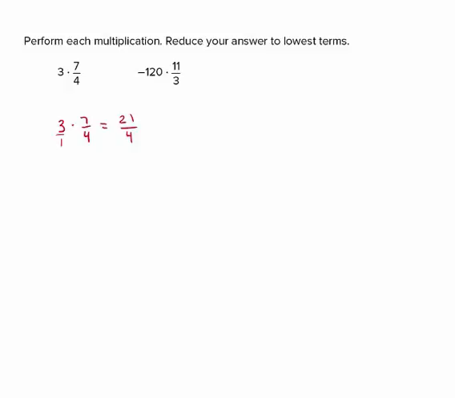Now the next one, negative 120 times 11/3. Got a couple of options. Can think about this as negative 120 over 1 and then multiply negative 120 times 11. Or perhaps something that's a little bit more efficient is go ahead and think about reducing first.